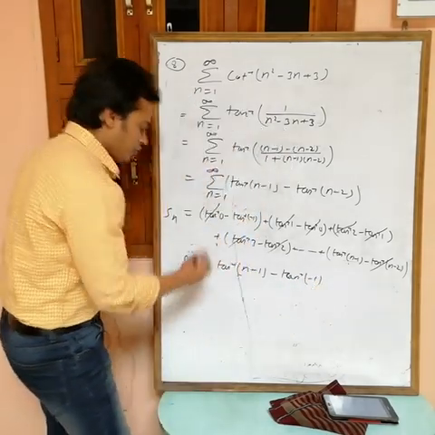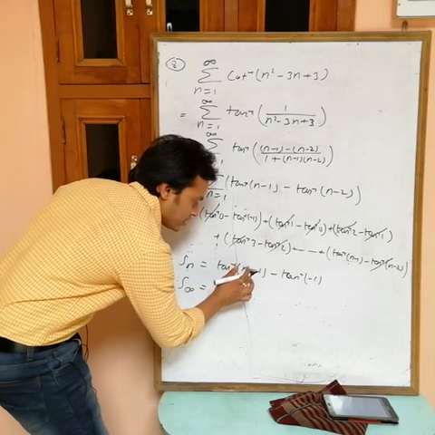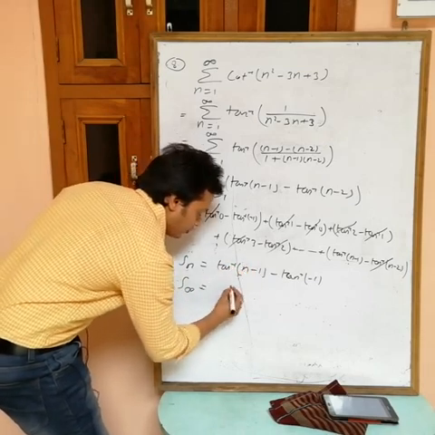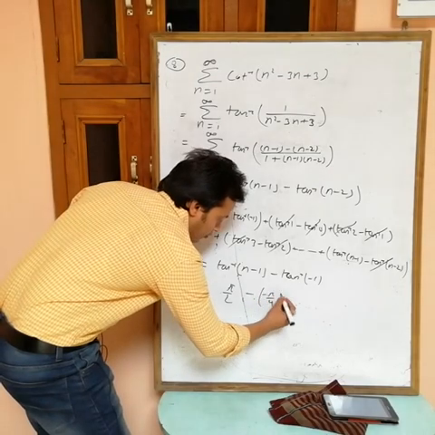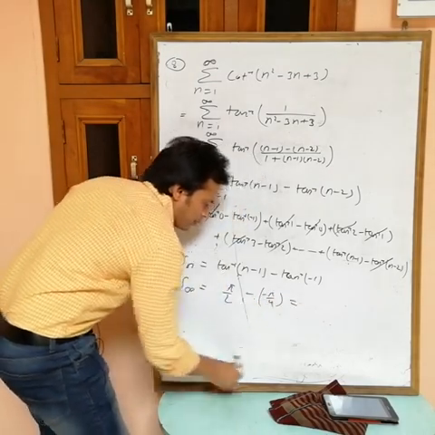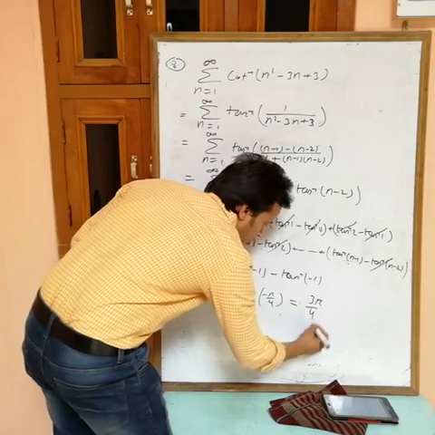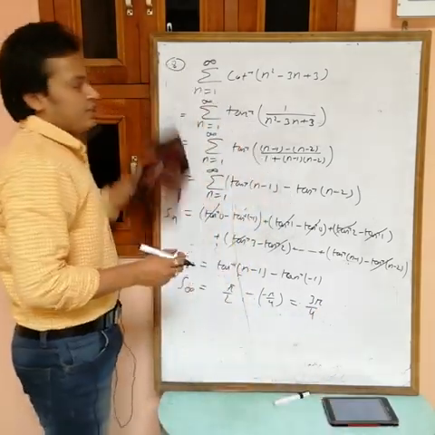Okay, now put n as infinity. Tan inverse of infinity minus 1 is infinity. Tan inverse infinity is pi by 2, minus tan inverse minus 1 is minus of minus pi by 4, so plus pi by 4. Pi by 2 plus pi by 4 is 3 pi by 4. Okay, so this is the answer. Can I have? Yes.